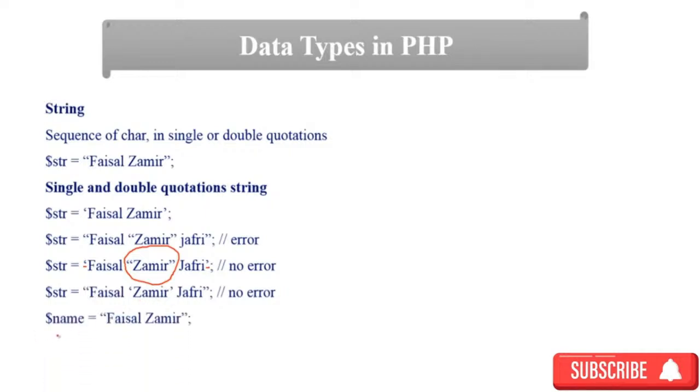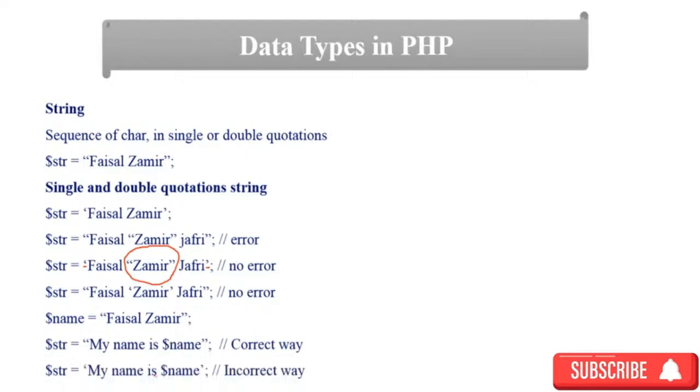For example, in another case, we have a variable. You can use a variable in a quotation, but in double quotation, not in single quotation. So this is a correct way. You can use a variable inside double quotation, but when you use a variable in single quotation, this is an incorrect way. So these are different cases that we will discuss in VS Code.